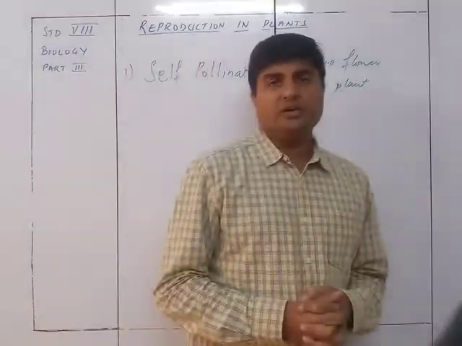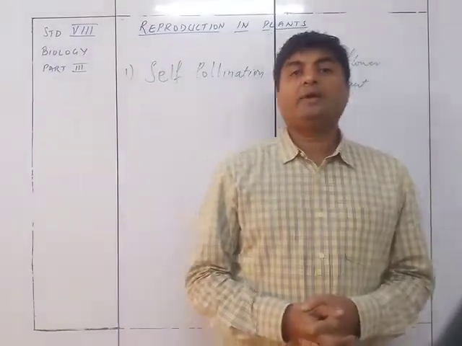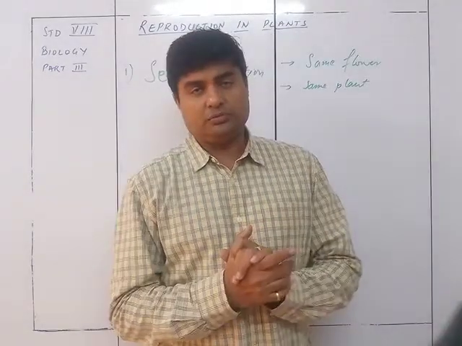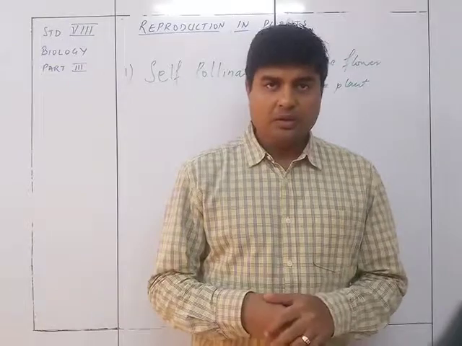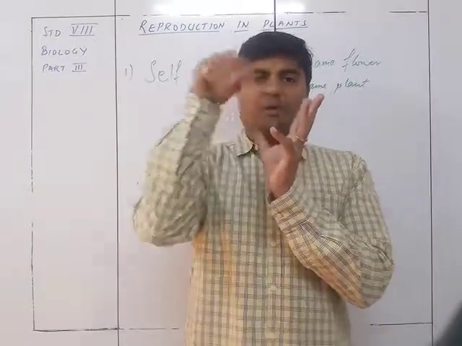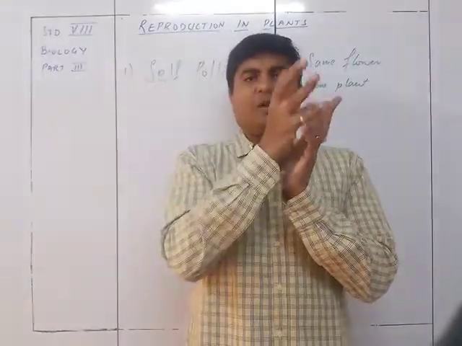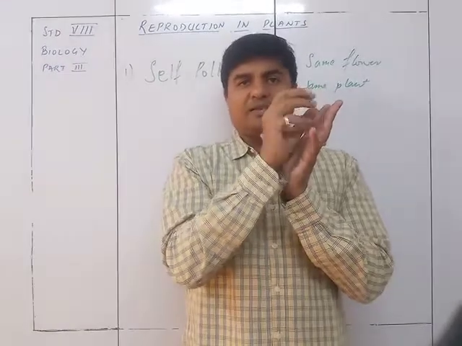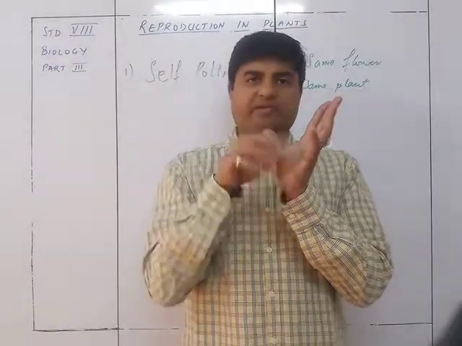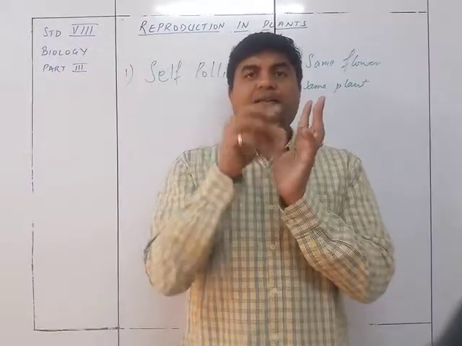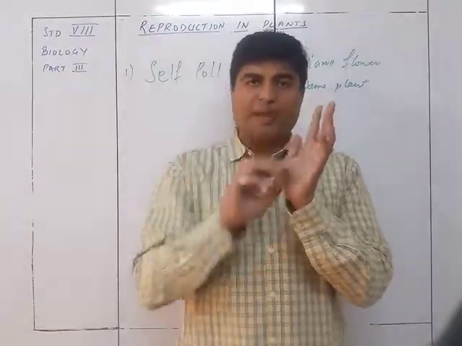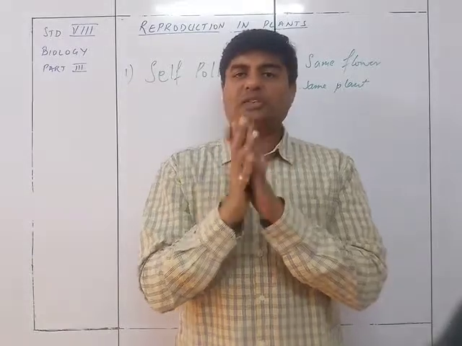So what is the option here? The first option could be that the flower is bisexual. The flower has both the parts, male as well as female. And because one flower has both the parts, male and female, the pollen grains rupture from the anther and they are sitting on the stigma of the same flower. So that's why in a bisexual flower there is a possibility that the pollination takes place within the flower. Such a kind of pollination is self-pollination.